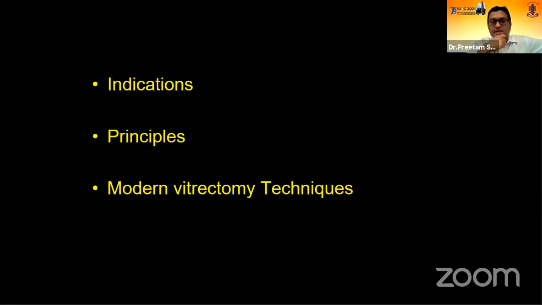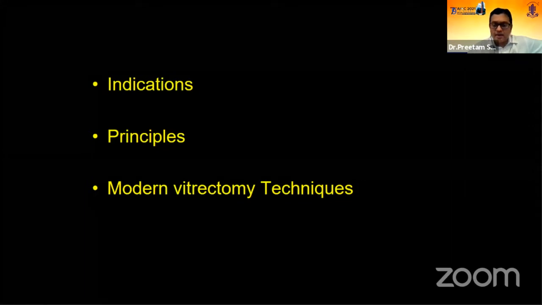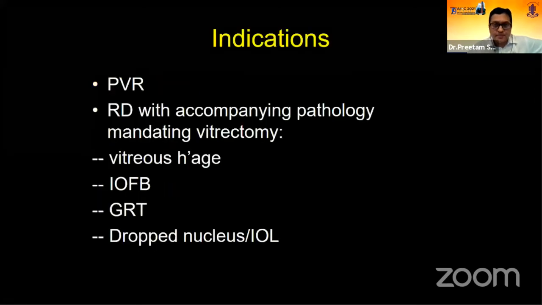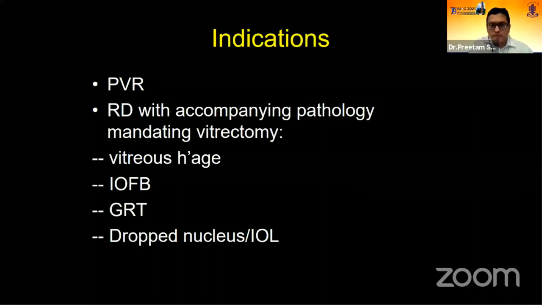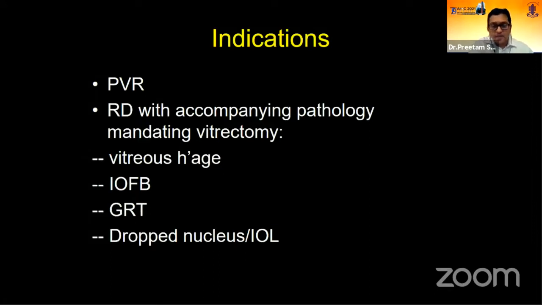My presentation is essentially divided into three parts: indications, the principles, and the modern vitrectomy techniques. The most common indication for treating a retinal detachment with vitrectomy would be PVR. As we saw, Dr. Nitin Prabhu Desai gave a fantastic talk on scleral buckle. Scleral buckle is always the first choice when you're dealing with a simple rhegmatogenous RD without PVR. But when it comes to PVR, you have a diseased vitreous which has to come out, and hence the choice has to be vitrectomy.